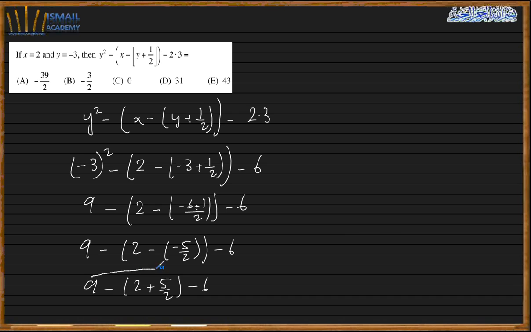So I can just simplify those two. So it's going to be 3 minus, and here it's common denominator, I will have 4 plus 5 over 2. So it's going to be 3 minus 9 over 2. The common denominator is 2, so it's going to be 6 minus 9 over 2, which is minus 3 half. So the answer is B.